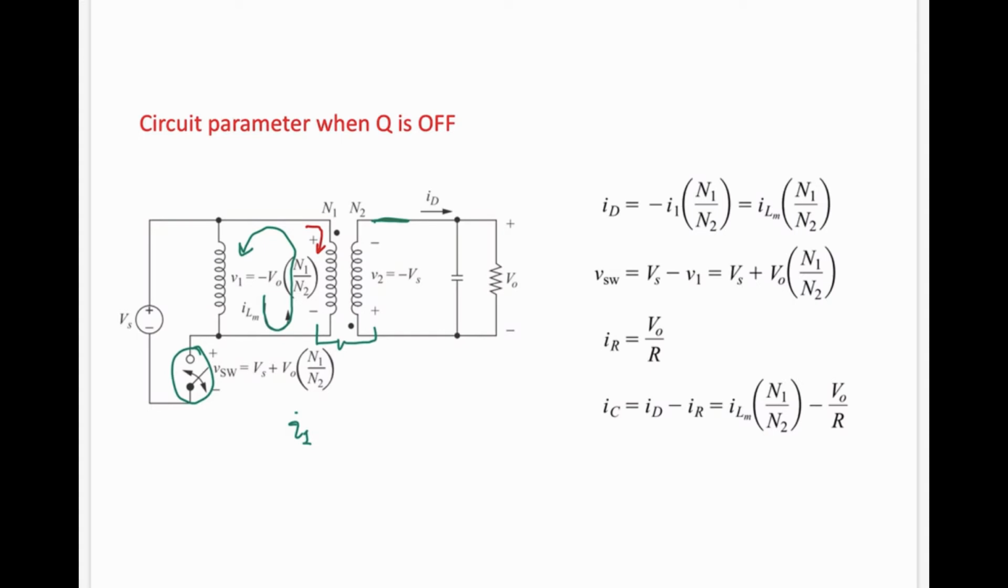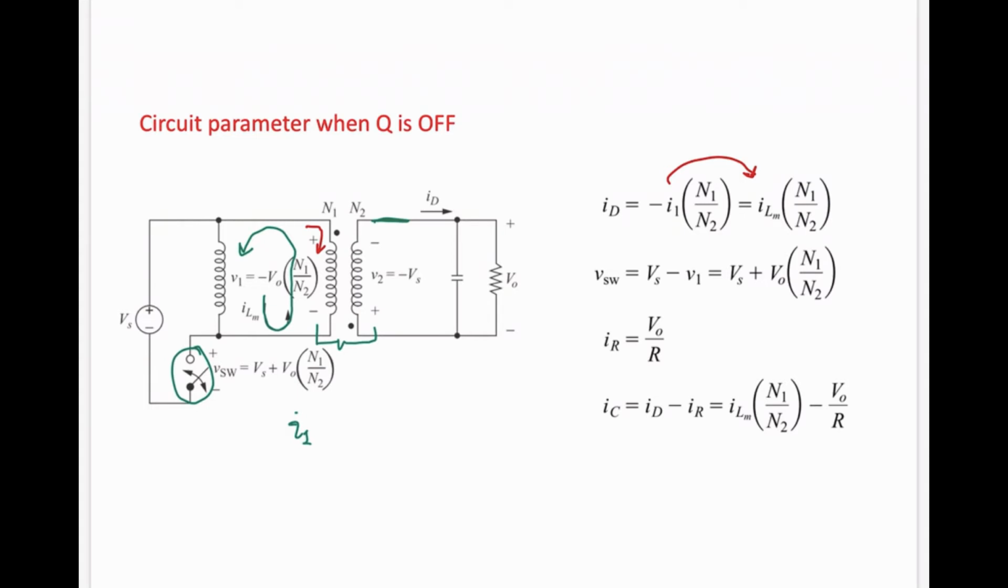Why? Because we have the opposite current on the secondary side as well. So the current in your diode, that is equal to minus I1 into N1 by N2, and this I1 is basically equal to minus of the ILM, the current through the magnetization branch. So that you can see over here, we can write ID as ILM into N1 divided by N2.